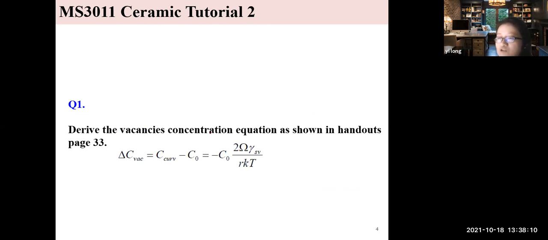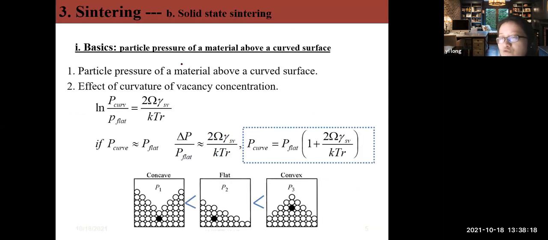Derive the vacancy concentration equations as shown in the handouts. So there are vacancies equal to this one. First of all, let's review what we learned in the class last Friday. We said the partial pressure of a material above a curved surface, so basically this is the Kelvin equation, right? We already saw it two weeks ago. So this is the Kelvin equation.